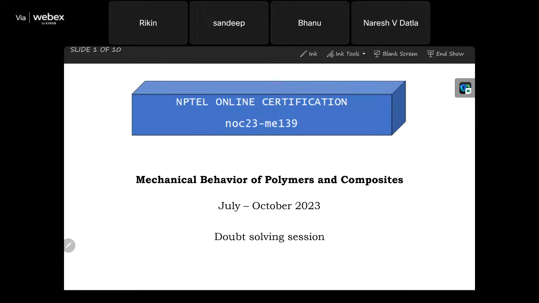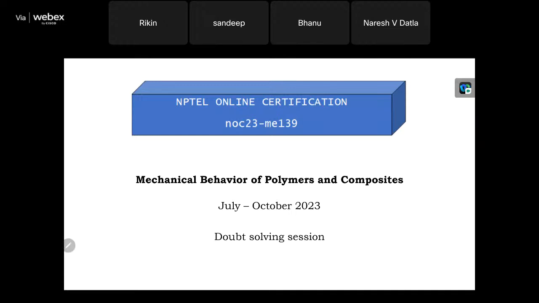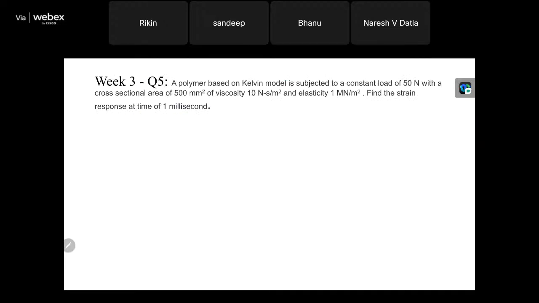So starting, we'll look at question number 5 from week 3. Yeah. So the question states that a polymer based on Kelvin model is subjected to a constant load of 50 Newton with a cross-sectional area of 500 mm square, of viscosity 10 Newton second per meter square and elasticity 1 meganewton per meter square. Find the strain response at time of 1 millisecond.